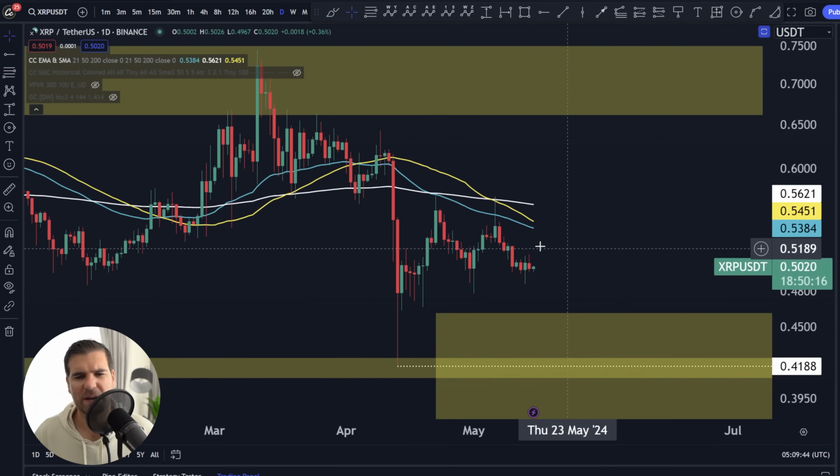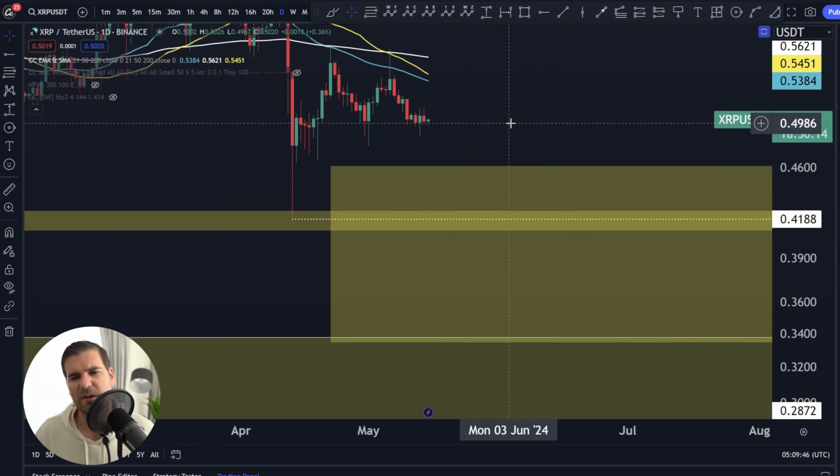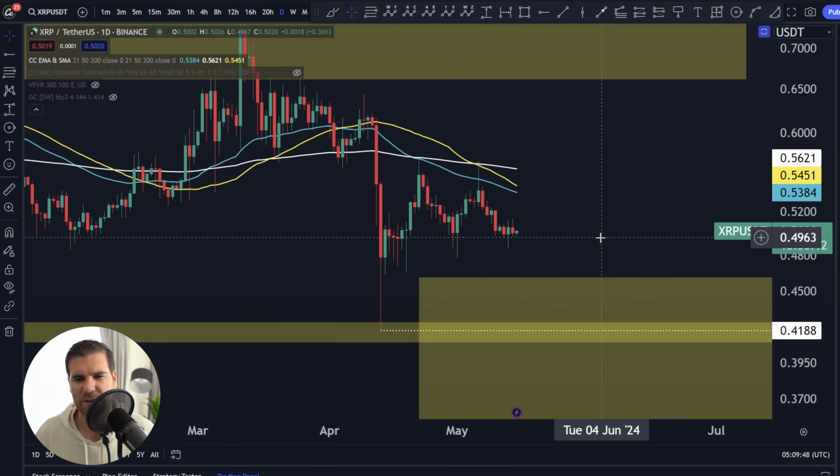Okay, but I do expect us to still move down a little bit further, where we will see more slippage for XRP's price action before we get into the next rally to the upside, which I do think is coming.